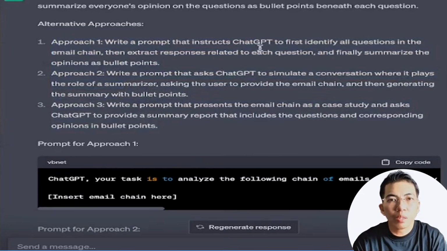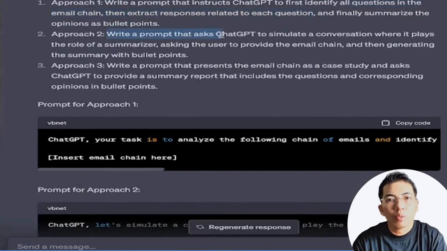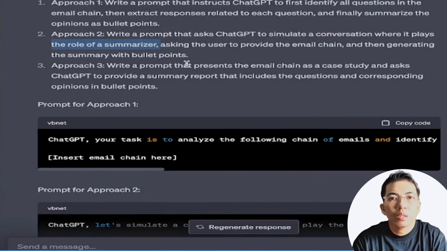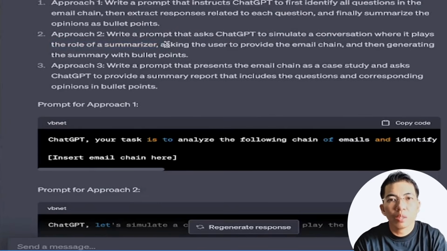One, write a prompt that instructs ChatGPT to first identify all questions in the email chain and then extract responses related to each question. And finally, summarize the opinions as bullet points. Approach 2, write a prompt that asks ChatGPT to simulate a conversation where it plays the role of a summarizer. And notice it's basically using the persona pattern here in its own prompt for itself. Asking the user to provide the email chain and then generating the summary with bullet points. And then finally it says write a prompt that presents the email chain as a case study. That's an interesting approach. I wouldn't have thought of that.